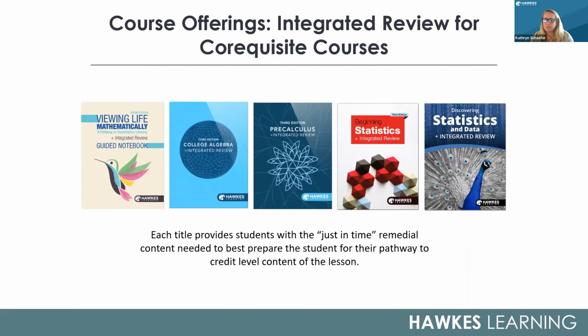I also wanted to briefly mention, because we know that the co-requisite style is still a big push around the country, we have 5 different products for various co-requisite courses. Viewing Life Mathematically is for a quantitative literacy or quantitative reasoning course. We have college algebra, pre-calculus, beginning and discovering statistics. All of those are available with a co-requisite as well.